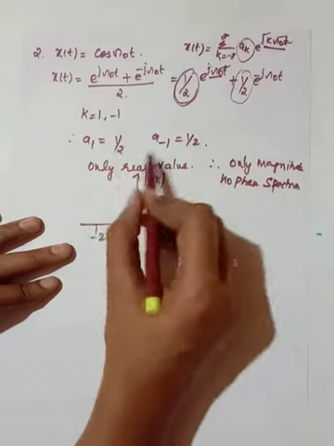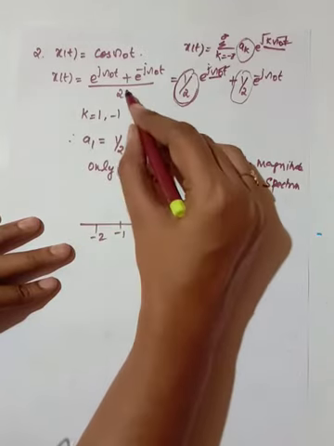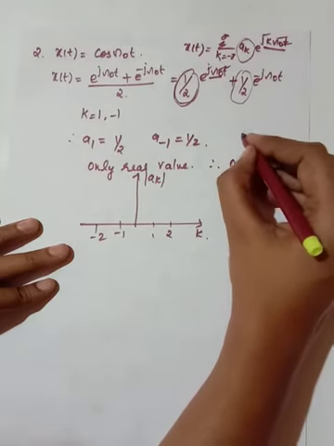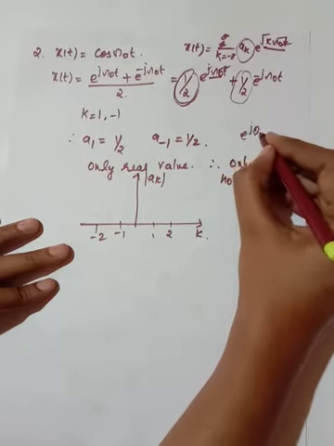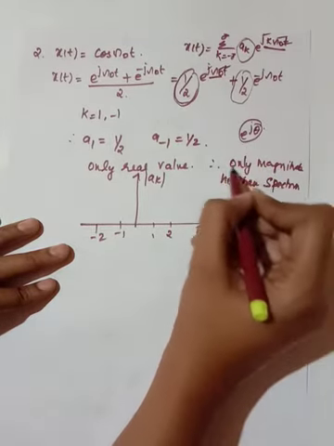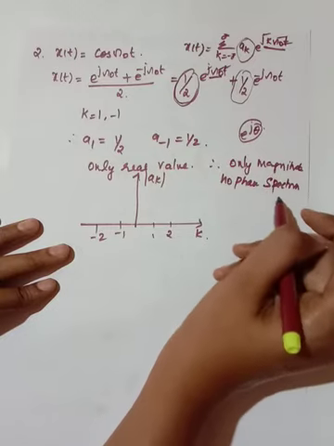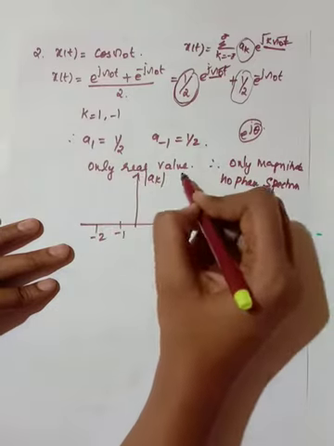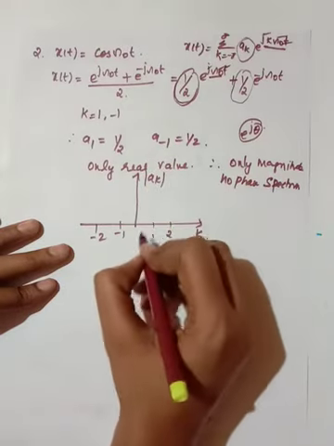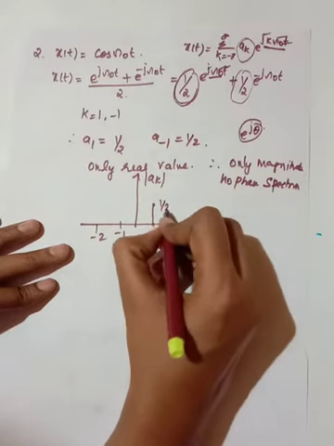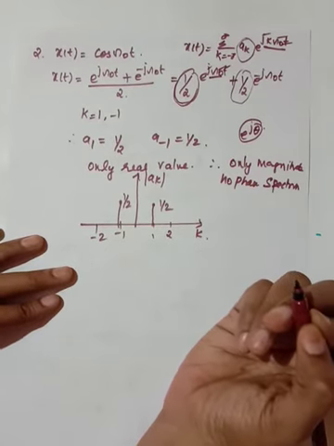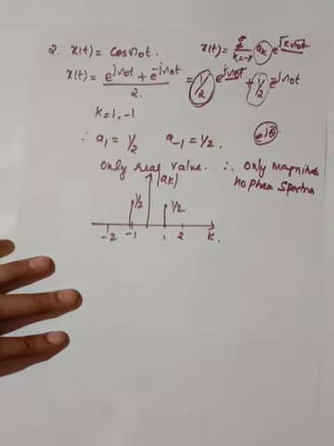Here it has only a real value, there is no j term. If there is no j term we may not be able to write it in e power j theta form. So there is no phase part, only magnitude, therefore no phase spectrum, because if it is only a real value you will have magnitude and no phase spectrum. Now I am going to draw this: at coefficient 1 it is 1 by 2, at coefficient minus 1 it is also 1 by 2. So this is the Fourier series representation of cos omega naught t.